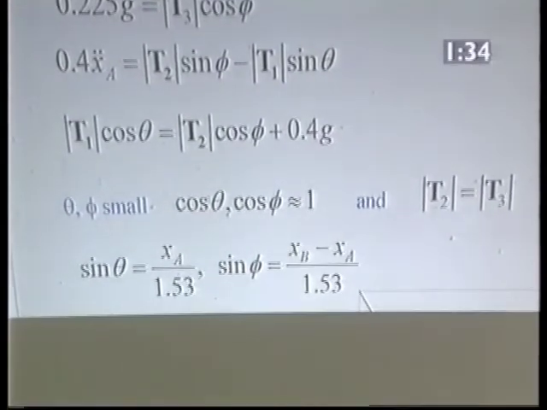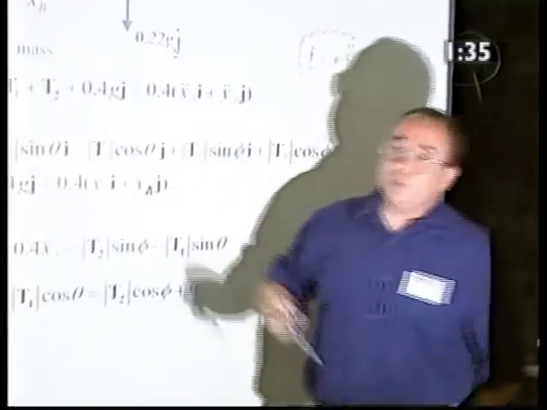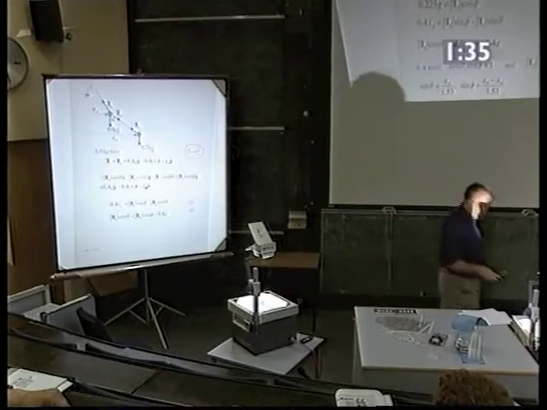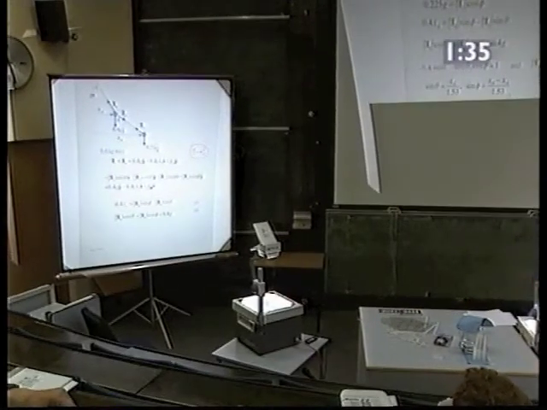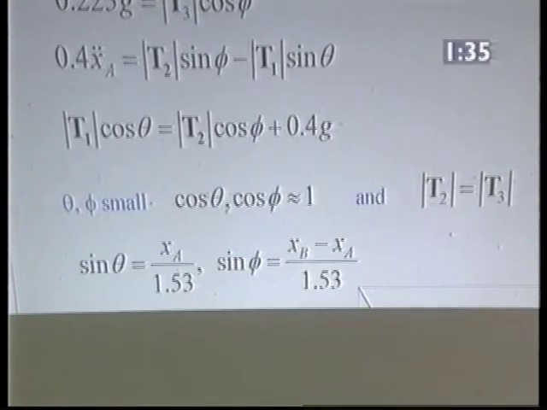The other thing we can put in is, looking over here, these tensions T2 and T3 are equal. There's no pulley that the string is running over. There's no introduction of friction, so the tension is constant throughout. And so we can put the magnitude of T2 equal to the magnitude of T3. Get rid of the sines and the cosines in here. Cosines we can put in as 1.